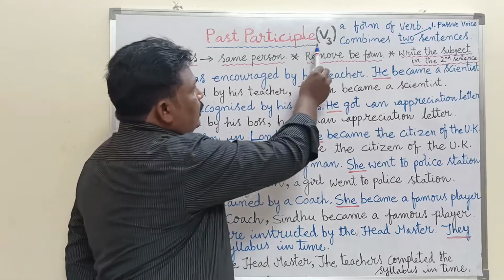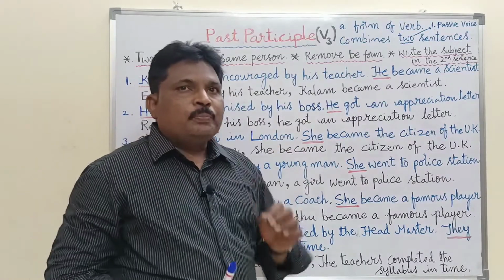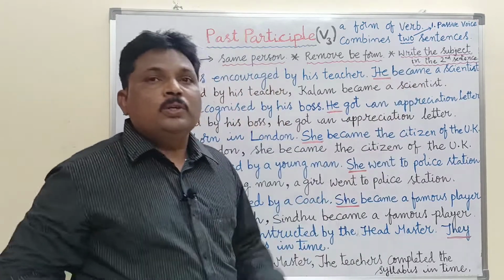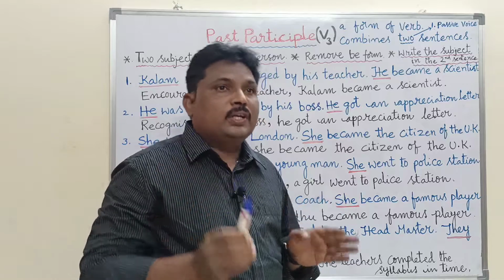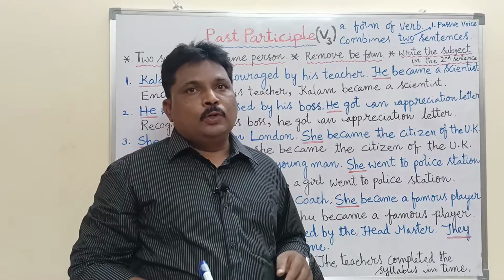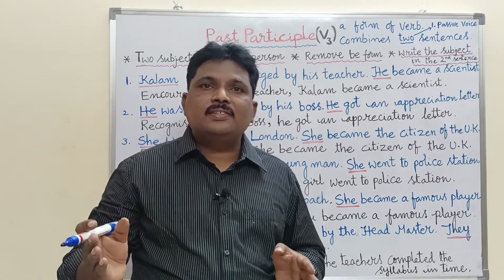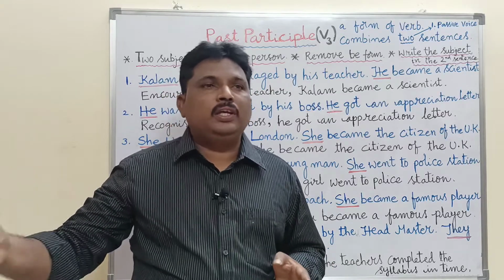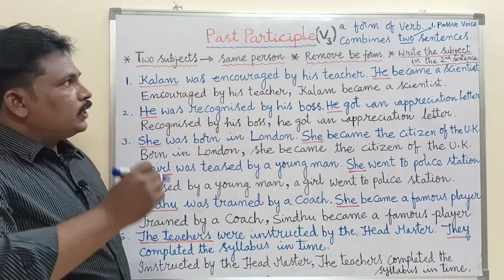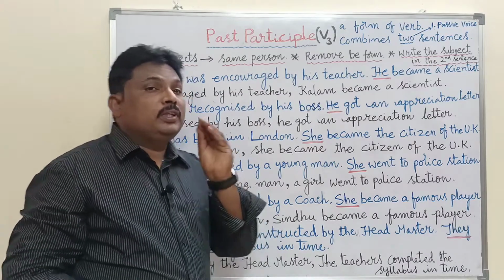Past participle is the third form of the verb or a form of a verb. Now the second one, it combines or joins two sentences. Of these two sentences, one sentence is in passive voice, and the other sentence is other than passive, in any order. While combining the two sentences, you observe these three things.